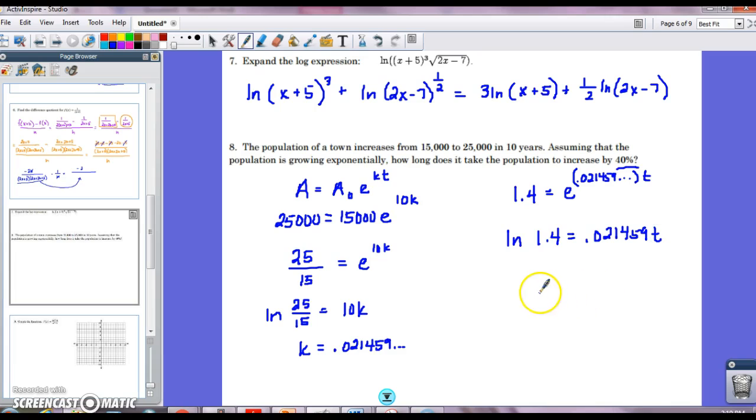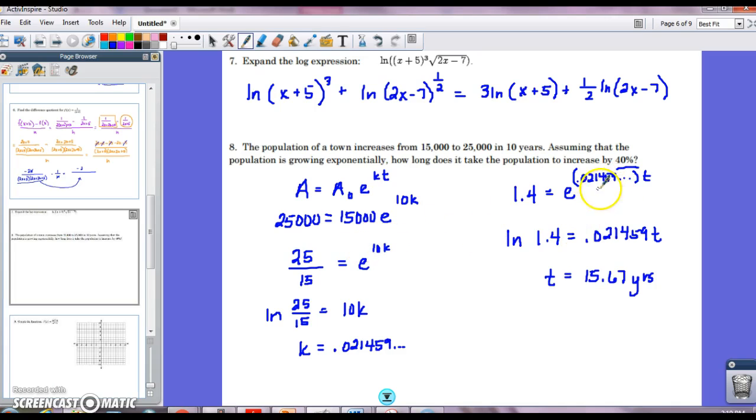I'm just not writing out the whole decimal. And when you do that out, you end up with t is equal to 15.67 years. And you should use the whole decimal when you're doing this. You shouldn't really be rounding, and I think that some people did on the test.